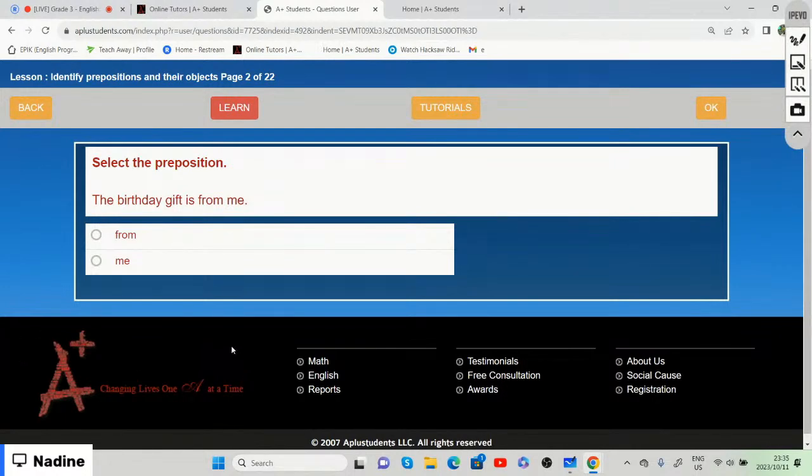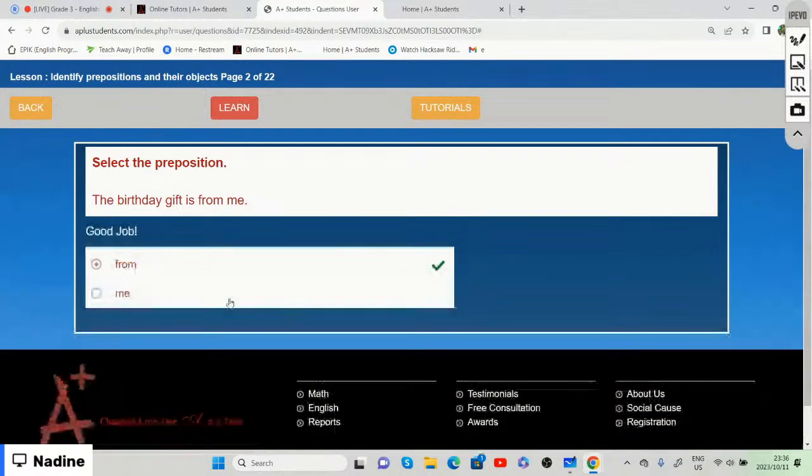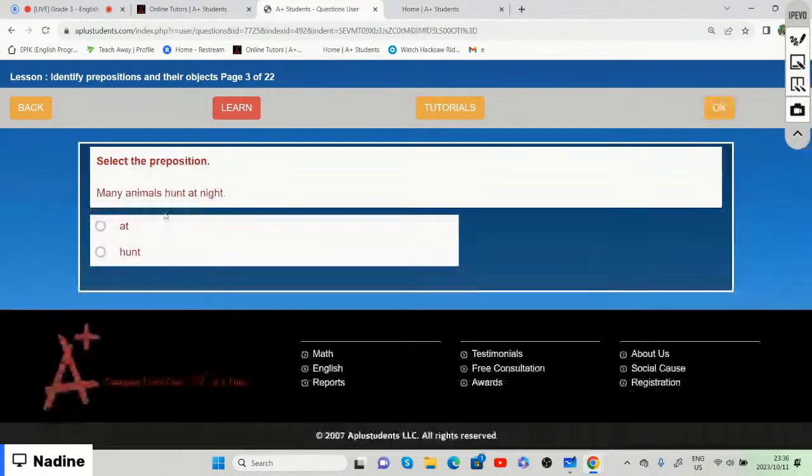So if we select the preposition, what do you think is the preposition within that sentence? Is it from or is it me? All right, so we can say that the preposition is from. So from being our preposition. Well done.